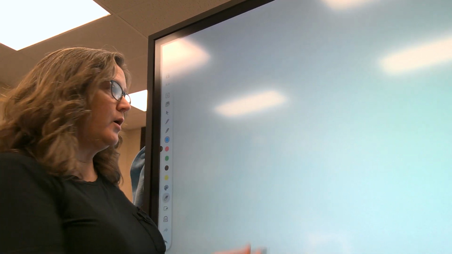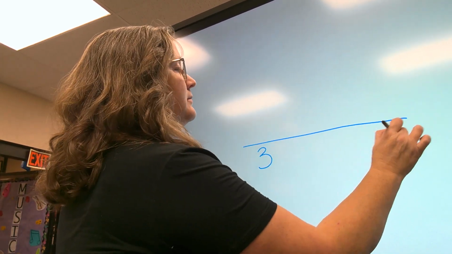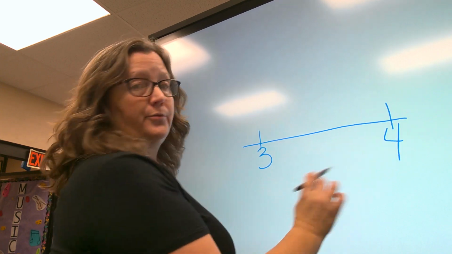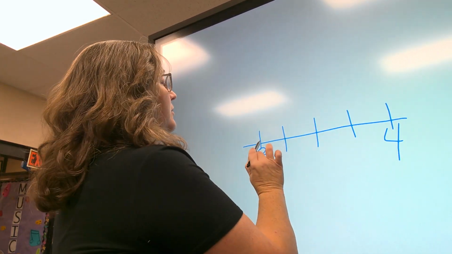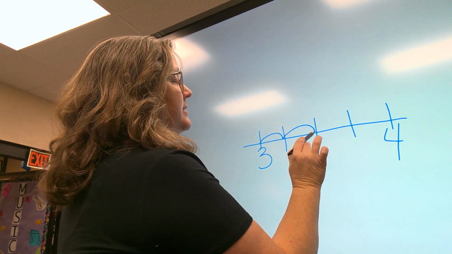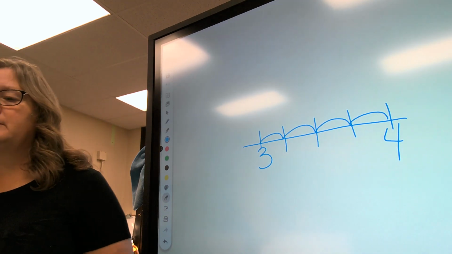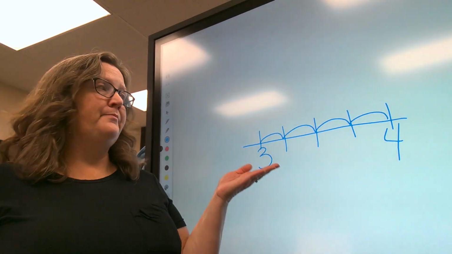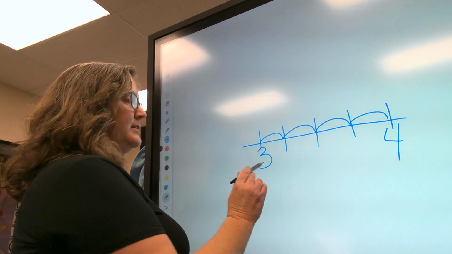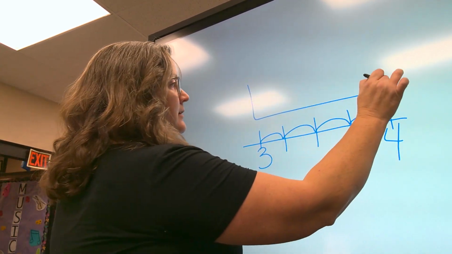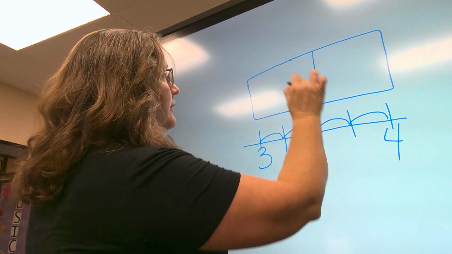If there are 4 segments, so my consecutive numbers are from 3 to 4. If there are 4 segments, 1 segment, 2 segments, 3 segments, 4 segments. Each one of those segments equals how much? It's no different than if I make a rectangle and I split it up into 4.